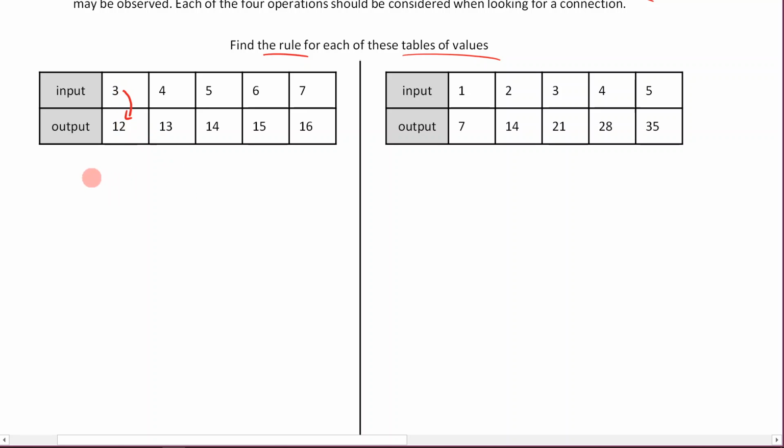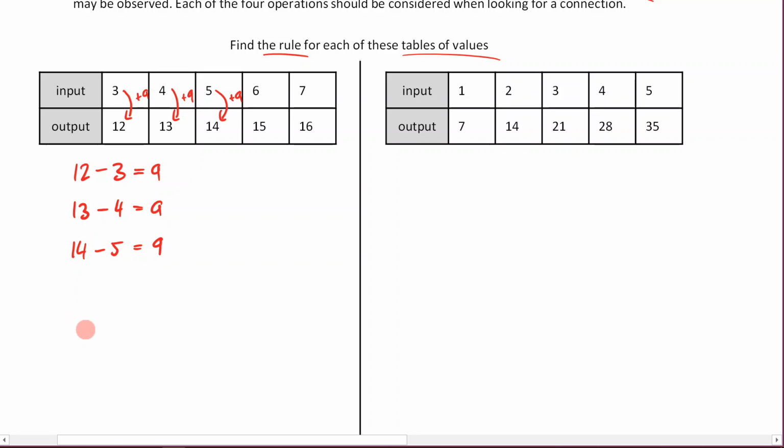Well, if I have 3 and 12, well, 12 minus 3, that's equal to 9. And 4 and 13, well, 13 minus 4 is also equal to 9. And what about 5 and 14? Well, 14 minus 5 is also equal to 9. So it's quite clear that I'm plussing 9. I'm plussing 9 each time.